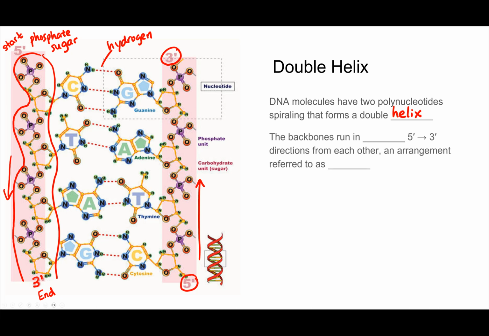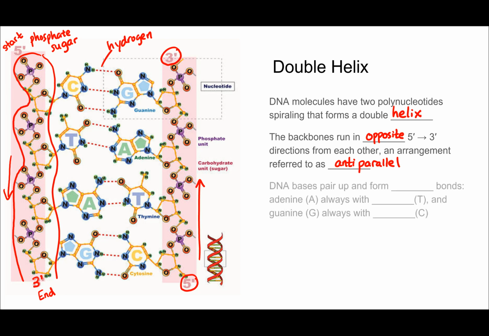Double helix means you have 2 polynucleotides spiraling that forms this particular unique shape called double helix. The backbone will always run in the direction of 5 prime to 3 prime. The 2 strands are going to run in opposite direction, and we call this particular shape anti-parallel. Anti means in opposite direction. Parallel means that they're going to run in parallel lines, right? It's kind of like two lines that run parallel to each other.